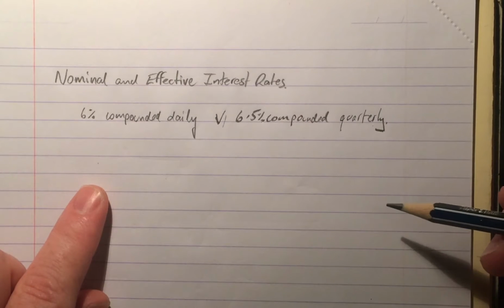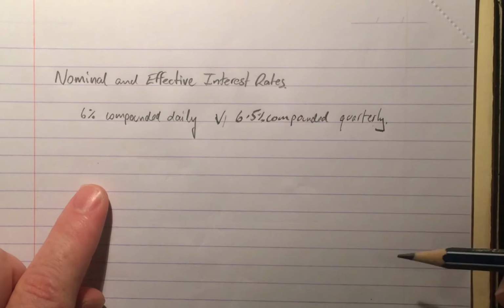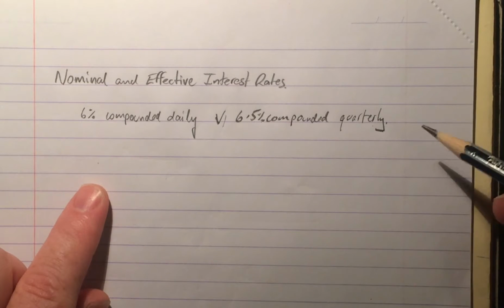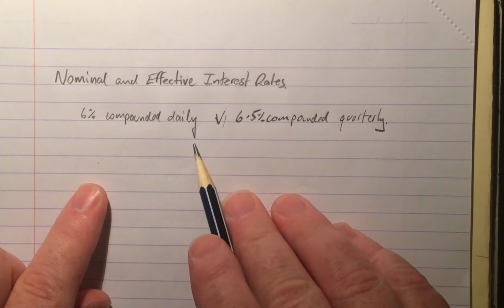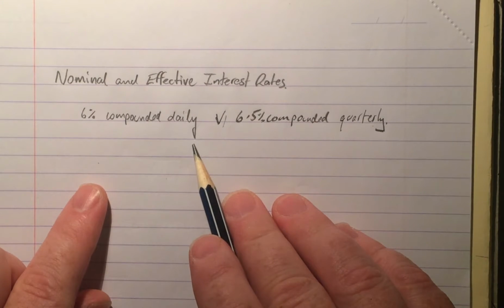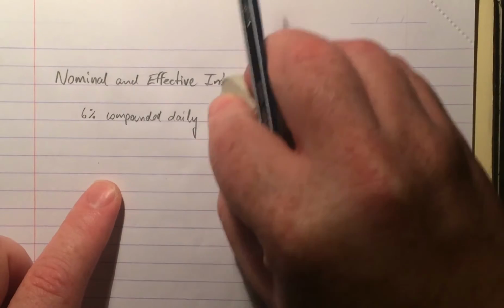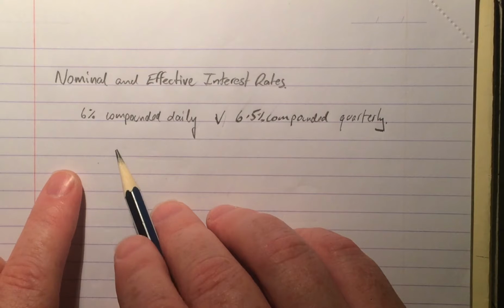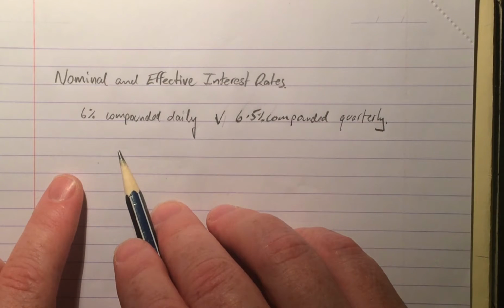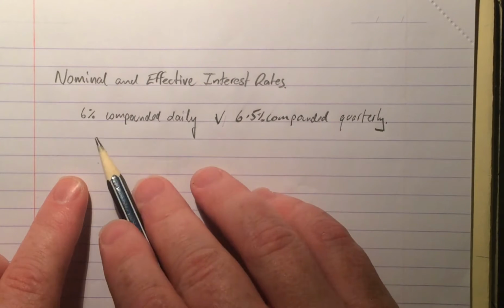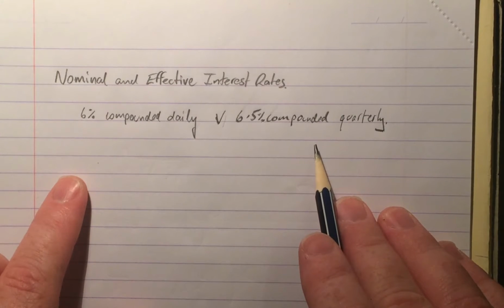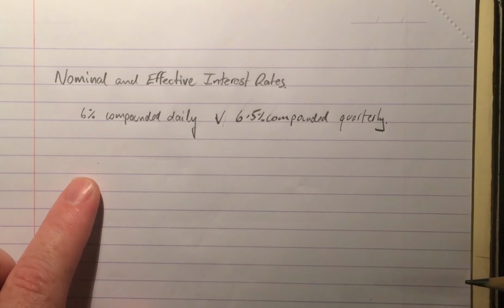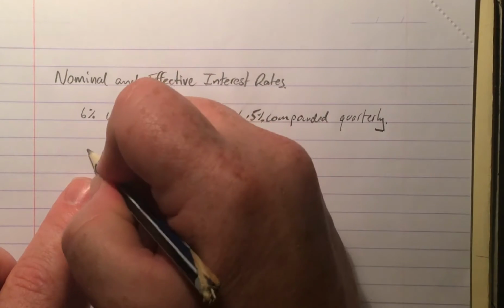But what we can do is calculate what the effective interest rate would be. That is, what the interest rate would be to achieve the same payout if we were using simple interest over the course of 1 year. In order to do that, there's two options. We can just calculate what the final amount is on specific investments under these two scenarios and compare them, or we can calculate what's called the effective interest rate.